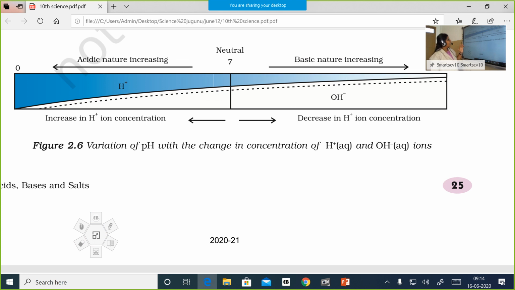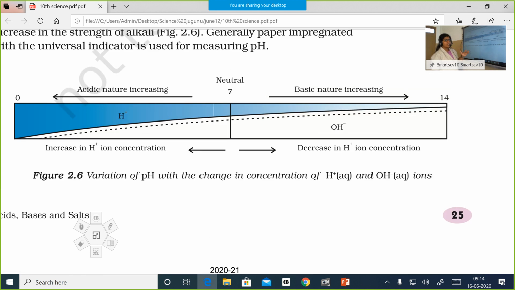This is a table which shows the H plus ions and OH minus ions present in liquids with different pH values. Last day we discussed the range of pH. What's the range of pH? pH ranges from 0 to 14. And as we discussed last day, values from 0 up to, not including, 7 indicate an acidic solution. The values above 7 indicate a basic solution, and the value 7 indicates a neutral solution.